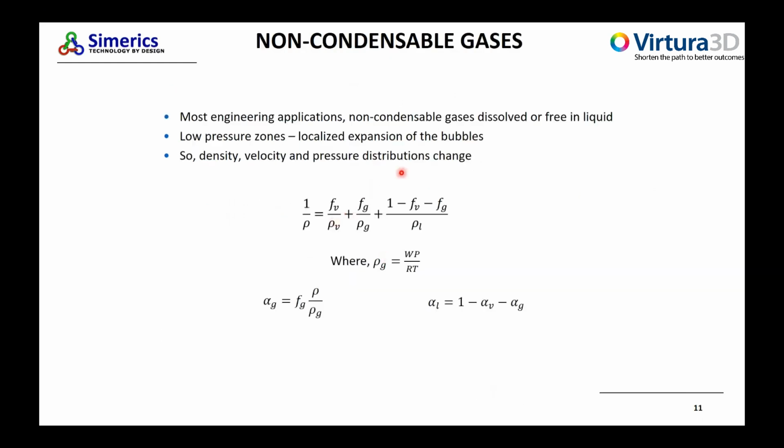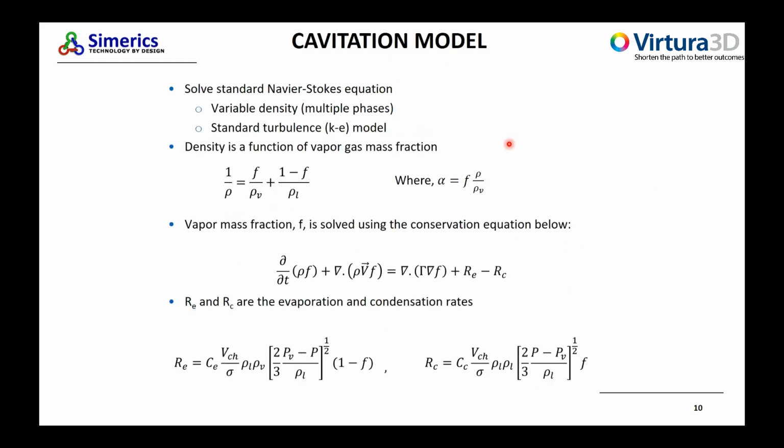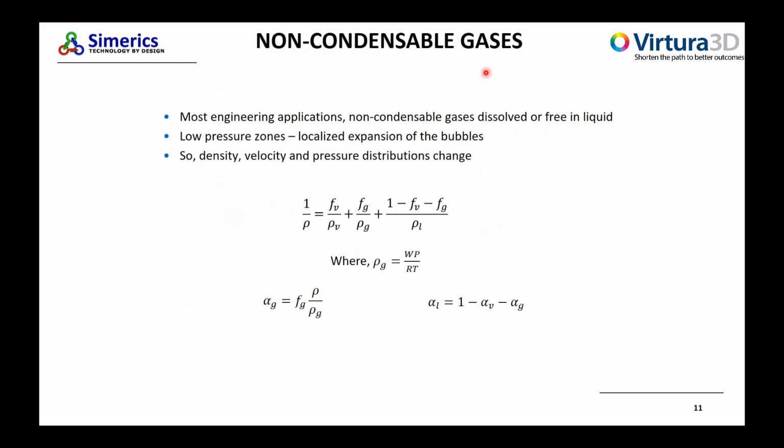The other part of the equation here is the non-condensable gases. In any real engineering application, there is also a combination of other non-condensable gases, be it dissolved or free in the liquid, that can be important and that needs to be modeled. So we have reformulated the above equation and included the non-condensable gases. In low pressure zones, you will have some localized expansion of the bubbles. This will first be an aeration, where free or dissolved gases get generated, and then you will have the vapor formation as the pressure keeps dropping below the saturation pressure.